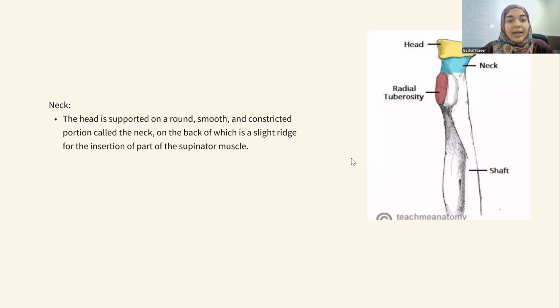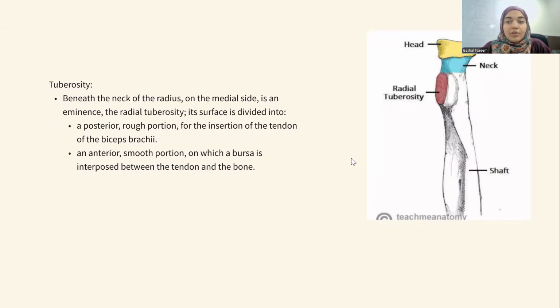The neck is the head. So with the head, when we studied the cylindrical head, it is supported on a round, smooth, and constricted portion called the neck, on the back of which is a slight ridge for the insertion of part of the supinator muscle. Now we talk about the tuberosity.